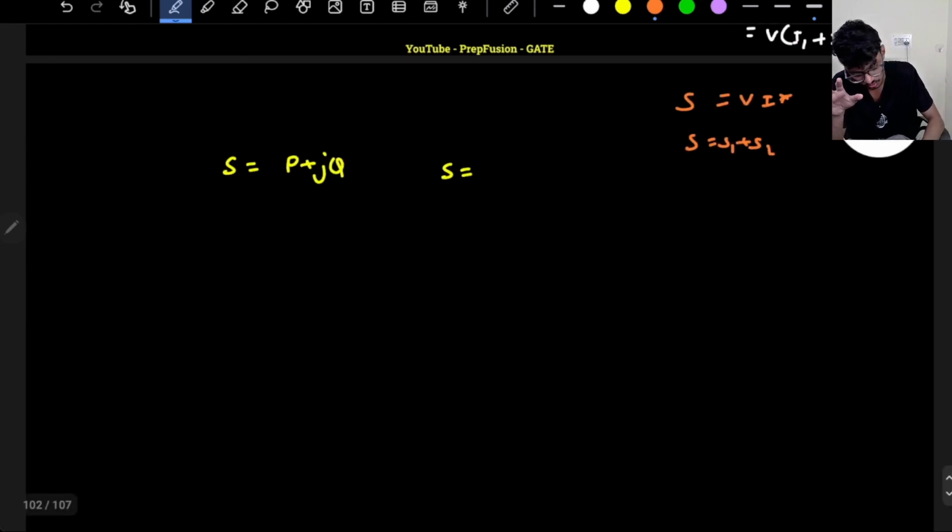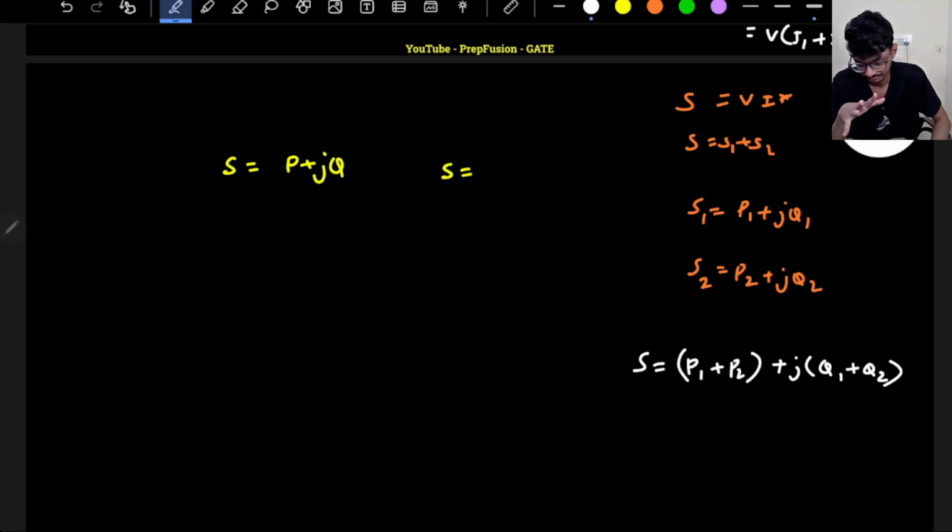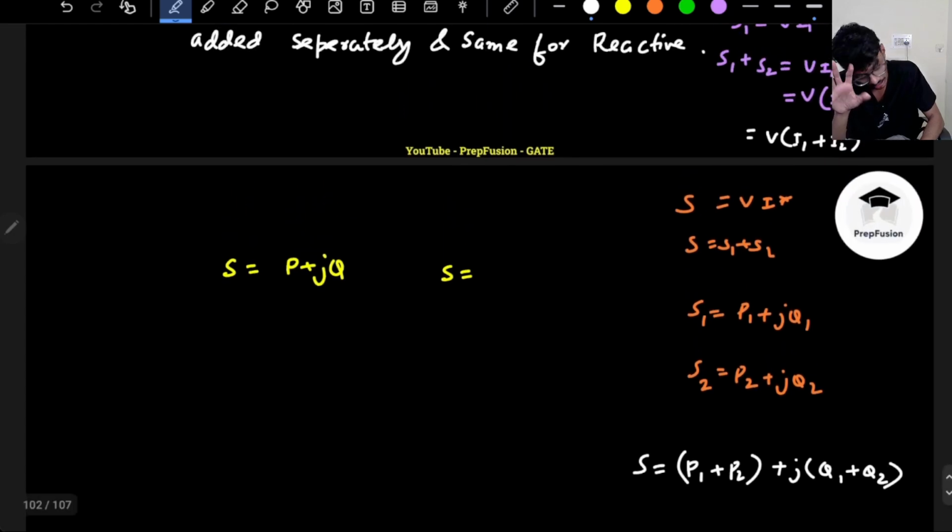So I can do that. And what is S1 and S2? S1 is equals to P1 plus jQ1. S2 is equals to P2 plus jQ2. So now if I rewrite, S will be equals to P1 plus P2, because they are similar type of objects I can add, plus jQ1 plus Q2. Okay. So that is the case over here. So that is why we can add. Okay. Now I hope this point is clear.